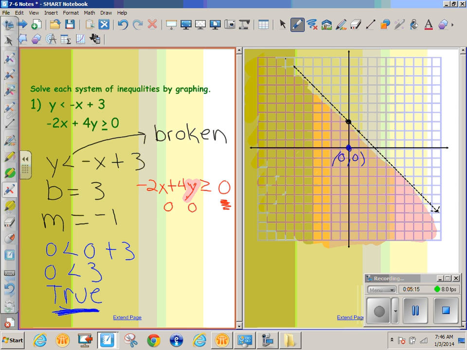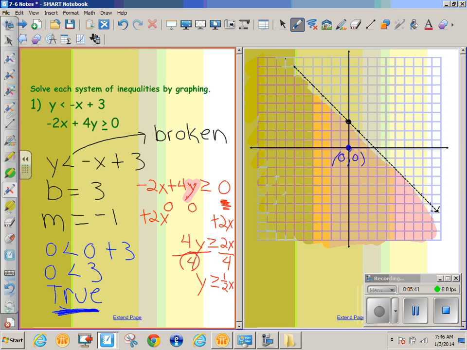Okay, so to do that, I'm going to add 2x to both sides of the inequality. So I've got 4y is greater than or equal to 2x. Divide through by the coefficient. Y is greater than or equal to 1/2 x. Remember, if this is a negative, then you would have to flip the sign, but it's positive. So we're just going to leave it as y is greater than or equal to 1/2 x.